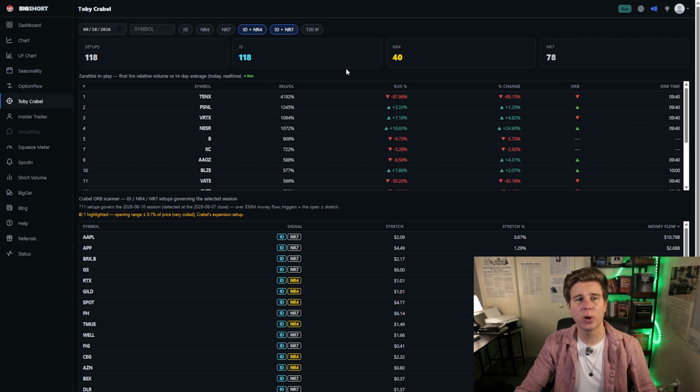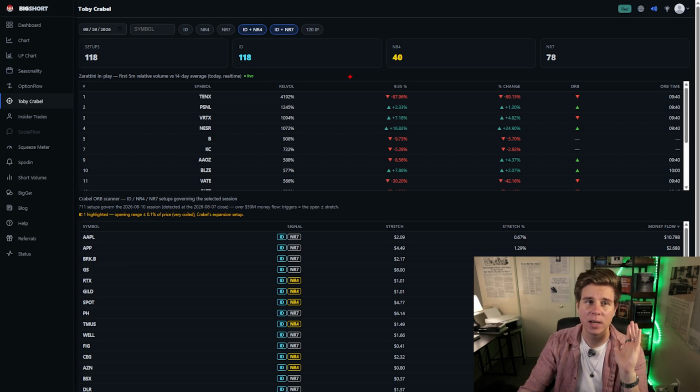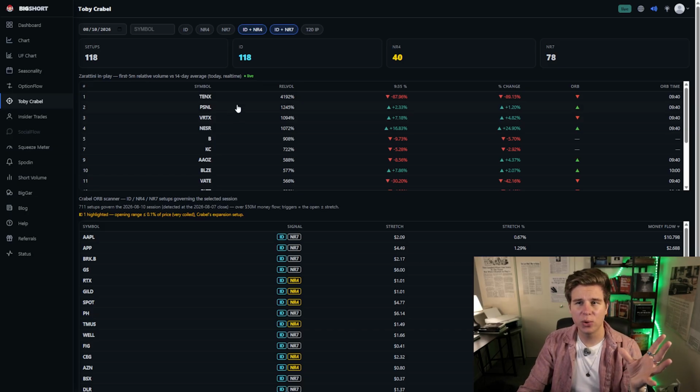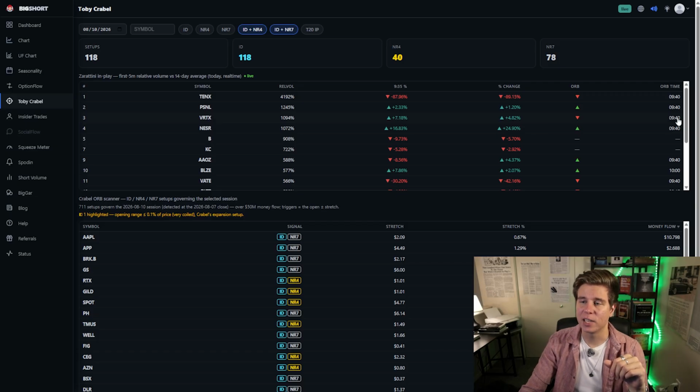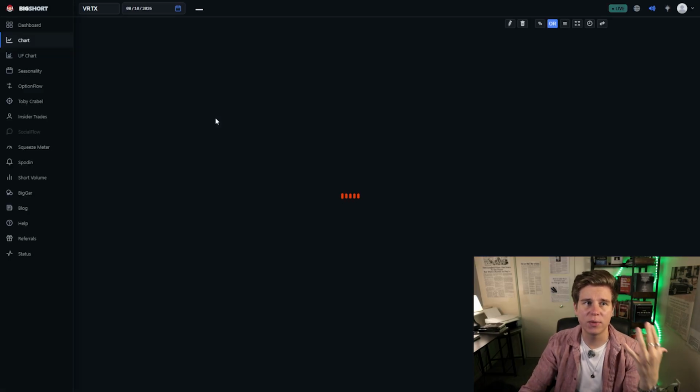So the way Zaratini works is very simple. Basically, what we look at is the first 5-minute bar and the relative volume of that bar versus the 14-day average of that first 5-minute bar. Now, a couple of these here are pretty small caps, so I'm going to ignore them, but let's take a look at one that worked. So Vertex broke down, and you can see the ORB time at 9:40, and then Nezer actually broke upwards at 9:40 as well. So the way you would trade this is very, very simple.